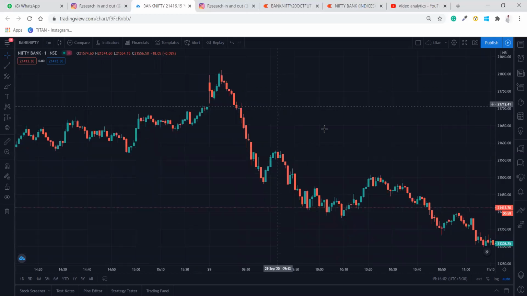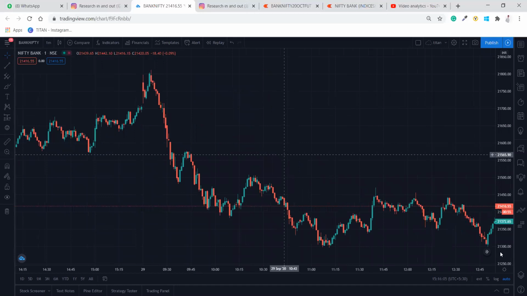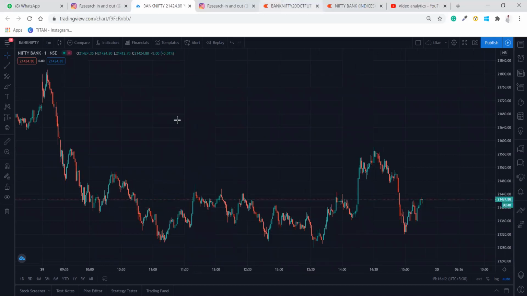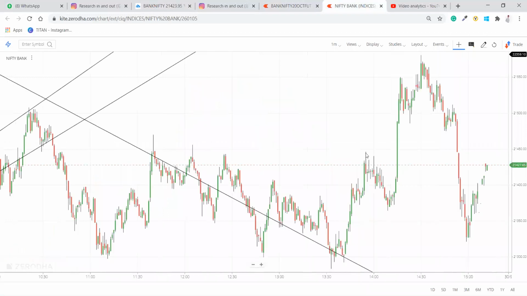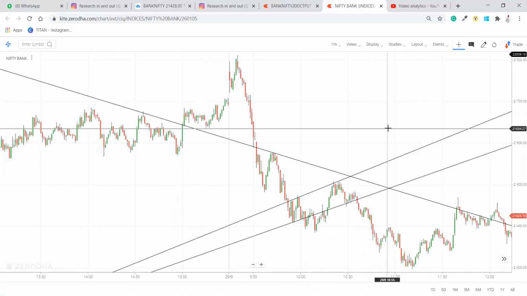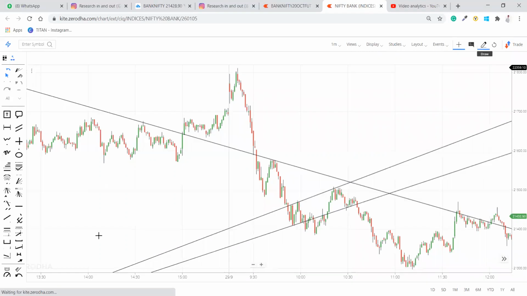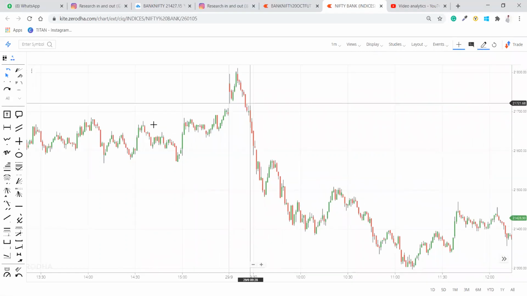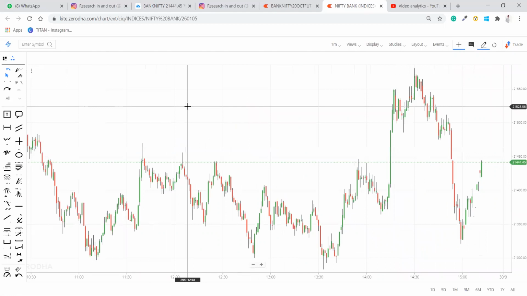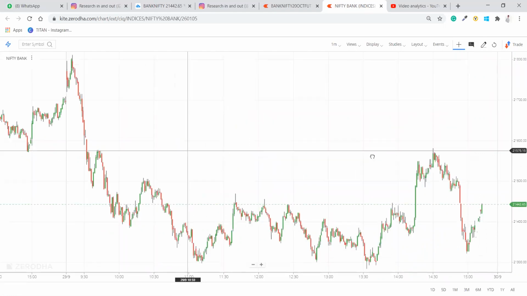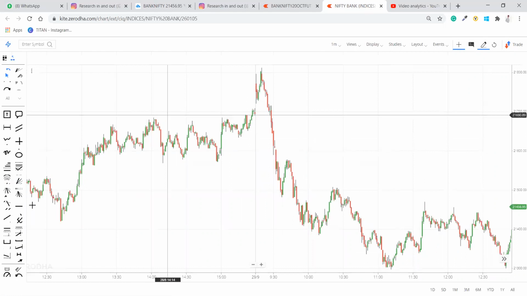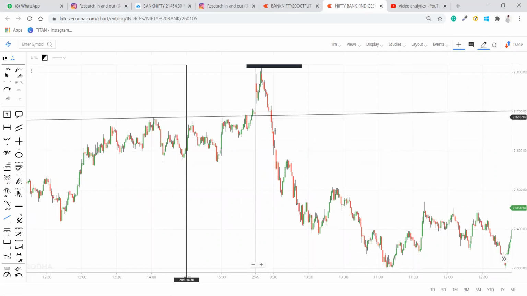Now, this is a live market actually, and I will show you how we could have traded. Let me go with Bank Nifty here itself. Today I had drawn a few trend lines. Okay, let me delete all these things. Now I'm joining. Just hold on. Yeah, I'll be joining this part, and this part, for the trend line.